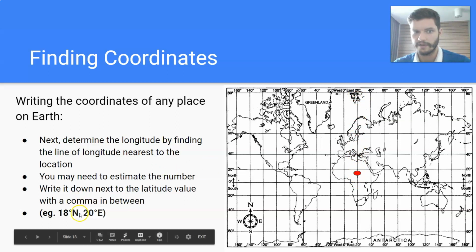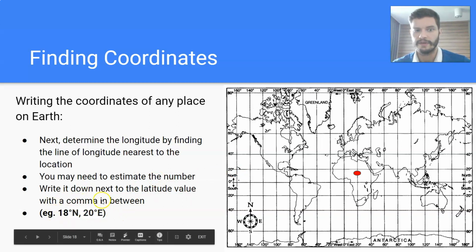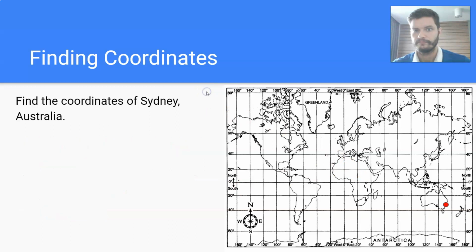So then we write that down. We already had our 18 degrees north, and then we make a comma, 20 degrees east. The E represents east. N for north, E for east. Of course, W for west, S for south. So we estimate that this is about 18 degrees north, 20 degrees east. So that's how we write down our coordinates.